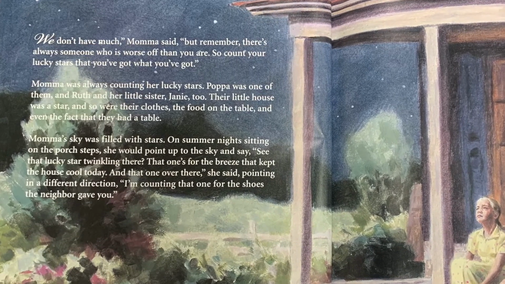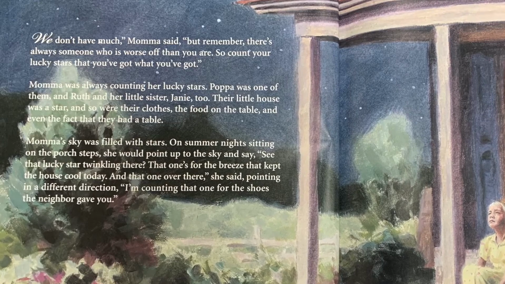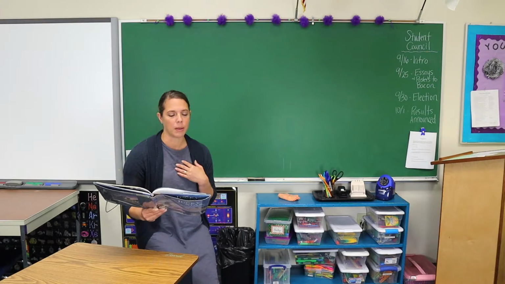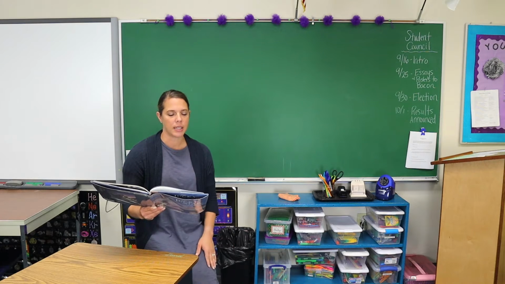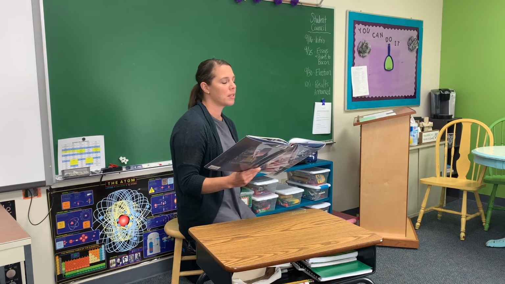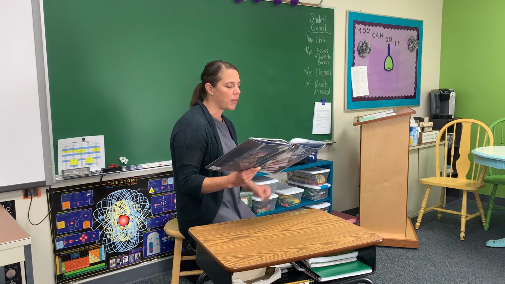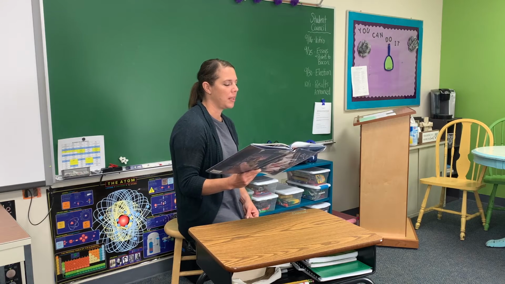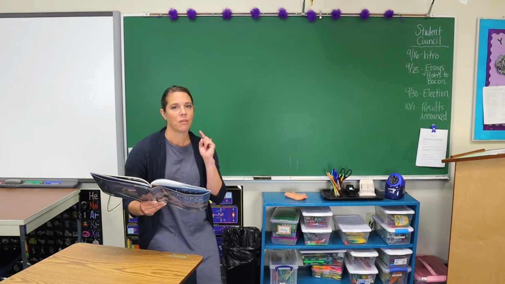Mama's sky was filled with stars. On summer nights, sitting on the front porch steps, she would point up to the sky and say, see that lucky star twinkling up there? That one is for the cool breeze that keeps our house cool today. And that one over there, she said, pointing to a different direction, I'm counting that one for the shoes that the neighbor gave you.